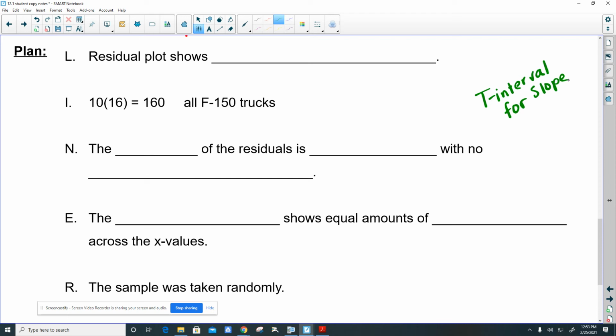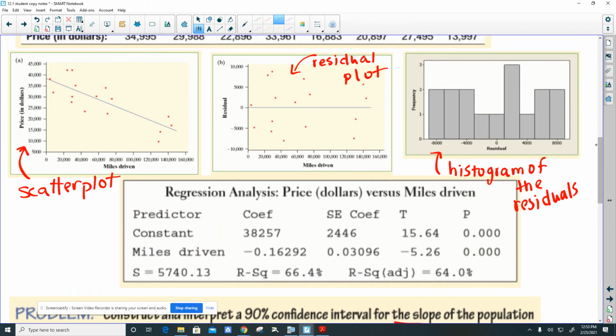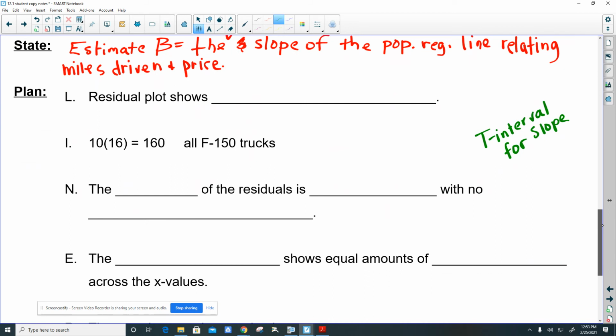Okay, to check off the linear condition, we want to look at our residual plot and make sure that the residual plot shows no evident pattern. And that middle graph there, I don't see any distinct pattern happening there. It looks pretty scattered. So we're just going to fill in here: it shows no evident pattern.